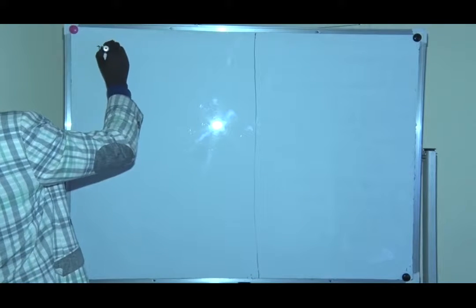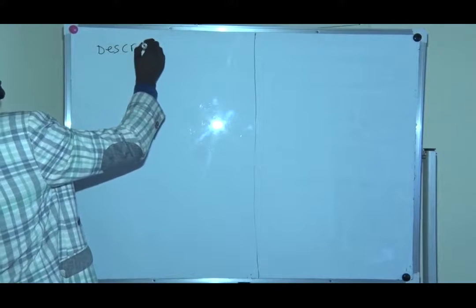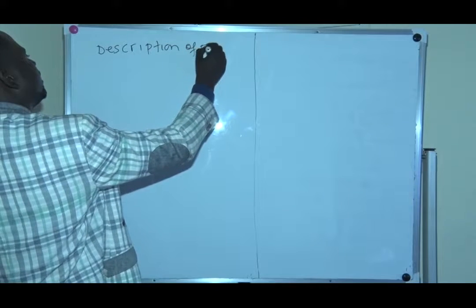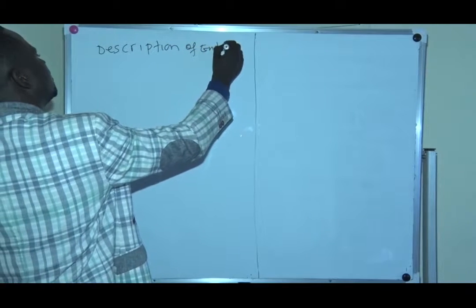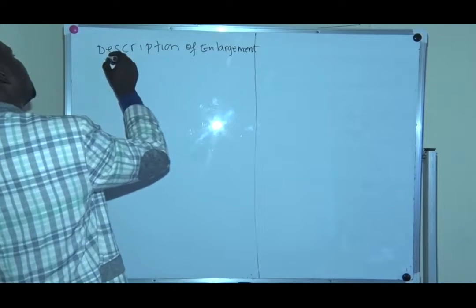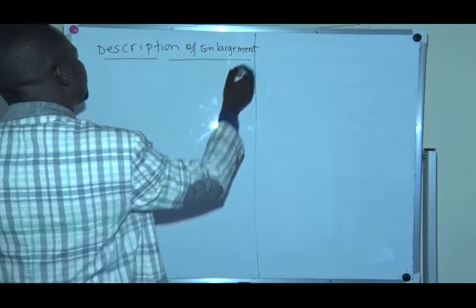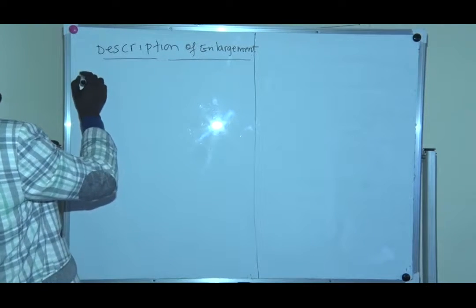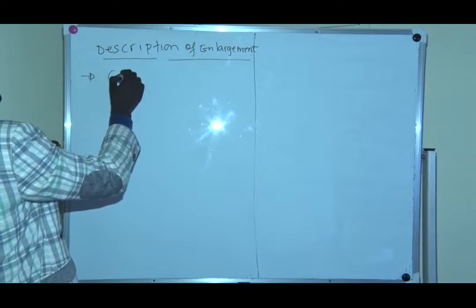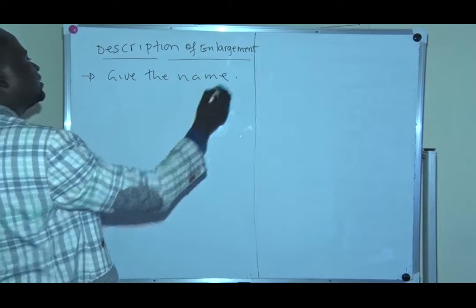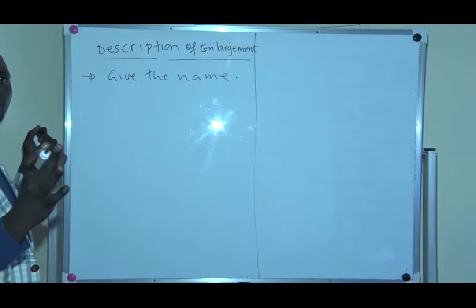So the last part we are looking at now is the description of enlargement. When you're describing enlargement, number one, give the name. You must tell the examiner that this one is enlargement.